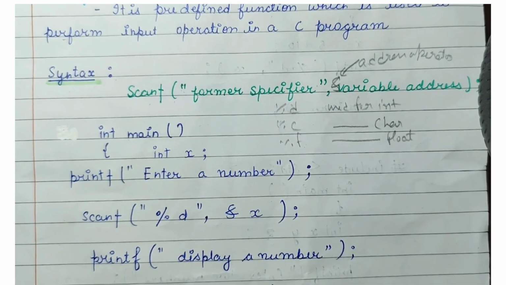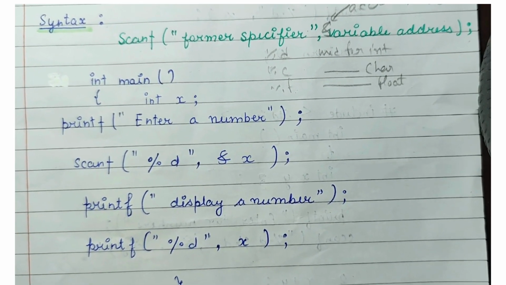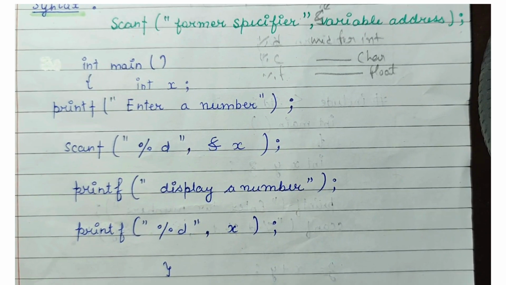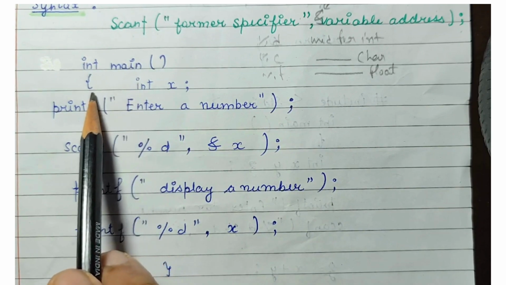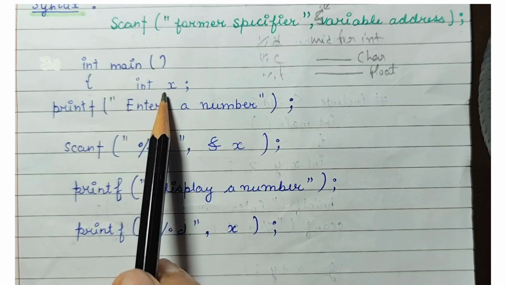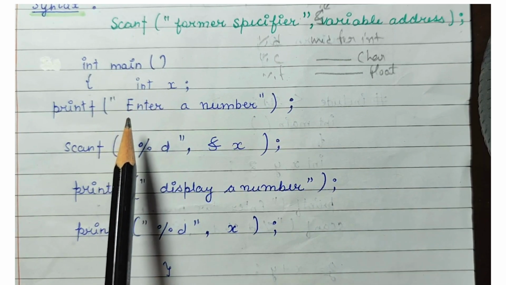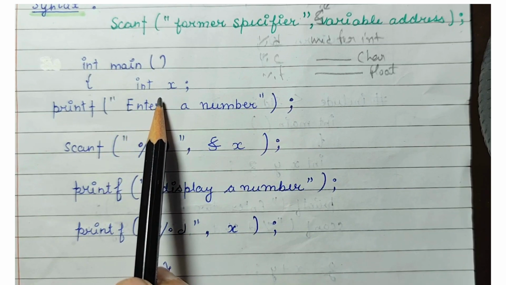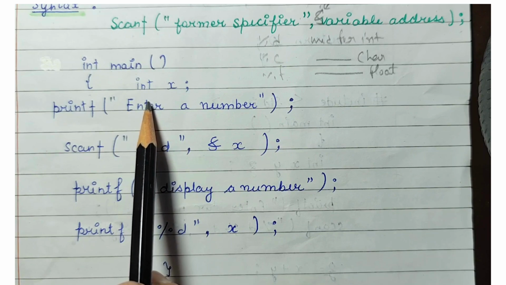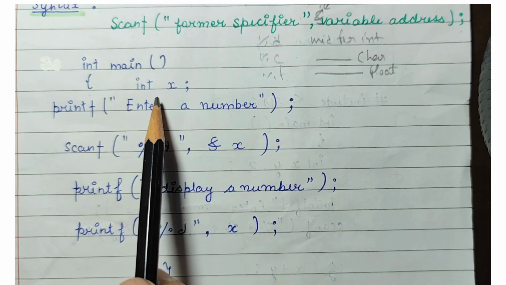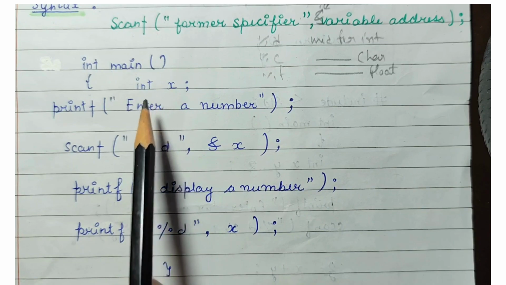Basically in this example I discuss how to input an integer value. First we include the main function, then include the curly braces. First I declare the variable, because before using a variable we have to declare it. If you do not declare the variable, then the compiler gives you an error that it doesn't know the symbol x. The compiler displays the message undeclared variable. So it is mandatory to declare a variable before using it.